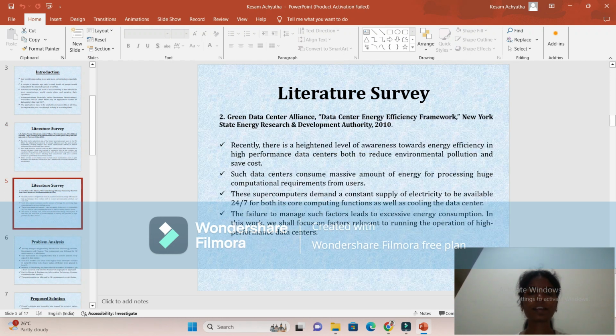This is the second literature survey we had conducted: Green Data Center Alliance Data Center Energy Efficient Frameworks. Recently, there is a heightened level of awareness towards energy efficiency in high performance data centers, both to reduce environmental pollution and to save cost. Such data centers consume a massive amount of energy for processing the huge computational requirements from the users.